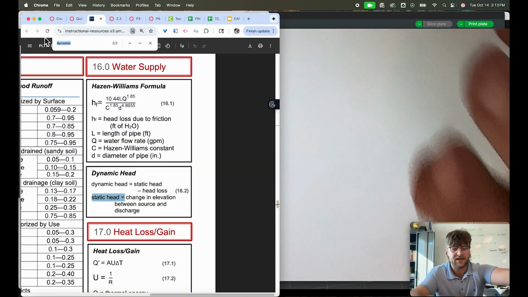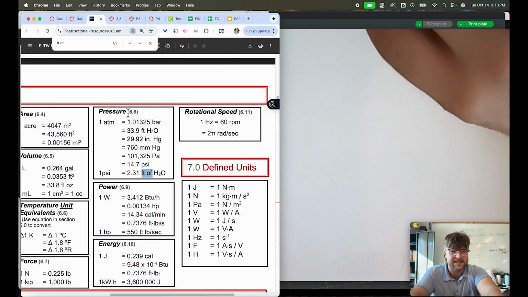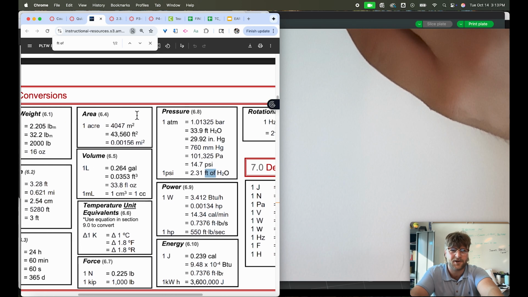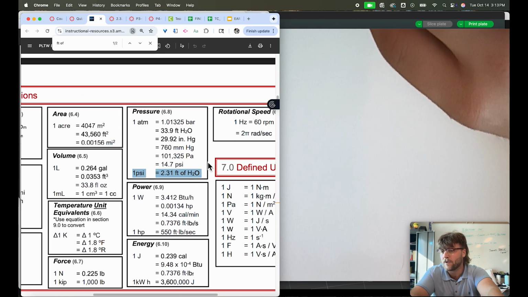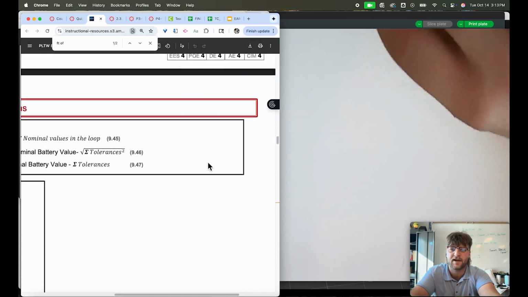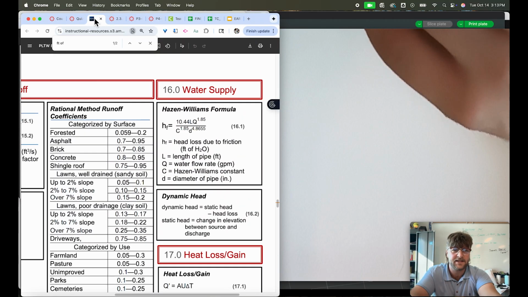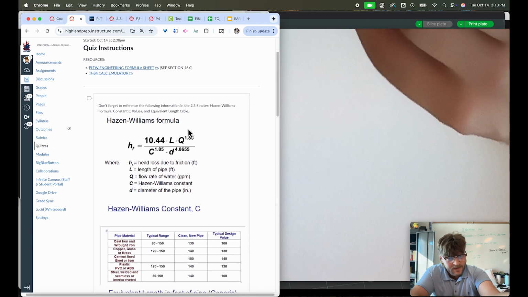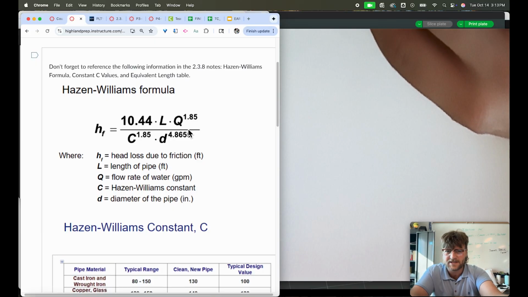If you look on here, you can type in feet of water. And as you can see in section 6, these are our conversions. 1 PSI is equal to 2.31 feet of water, and so that's why we're dividing by 2.31. It's just our conversion factor. I'm going to go back down to section 16 so we've got that up and ready, and go through these equations, these resources that we're going to be using.